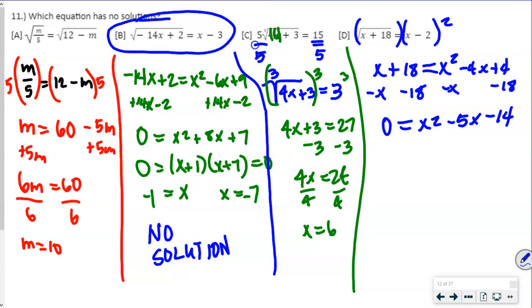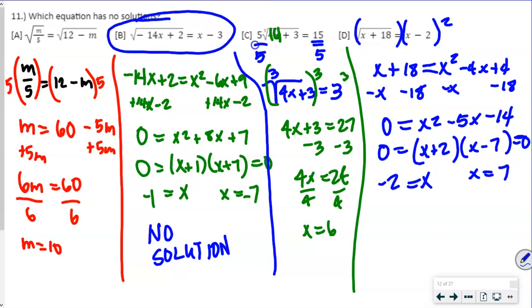What are the factors of -14 that add up to be -5? That would be x plus 2 and x minus 7. Set both of those equal to 0. So x is going to be equal to -2 and x is going to be equal to 7. So once again, I can see that if I put the -2 up here, that's going to give me a negative number. So there's no way that could be my solution. That's got to be an extraneous solution. So if we try the 7, 7 plus 18 is 25, and the square root of 25 is 5, and 7 minus 2 is 5. So this is our answer.